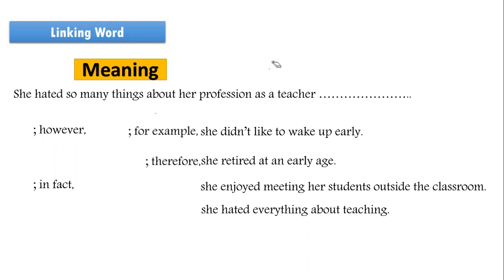Right. Let's link this sentence again, this one here, to this sentence this time. She hated so many things about her profession as a teacher. She enjoyed meeting her students. Guys, do you see the contradiction here? She hated, she enjoyed. Don't you think there is a contradiction here? In which case I would go for, mashallah, everyone got it right. Everyone got it right, mashallah.